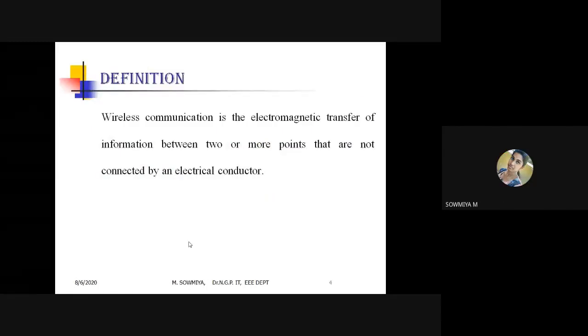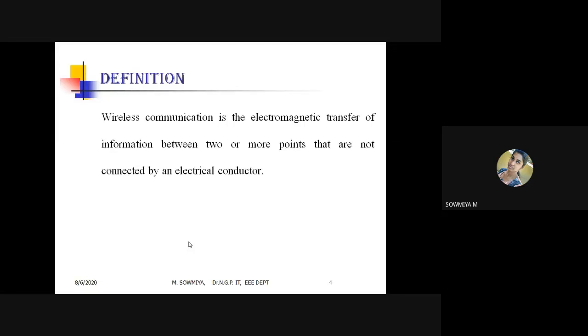Wireless communications. Before we enter into the topic, first of all, what is communication? Communication is nothing but the transfer of information between two or more points. The word wireless communication implies that communication takes place without wires. It takes place by using an electromagnetic transfer of information between two or more points, and it is not connected by an electrical conductor, where the electrical conductor is used in wired communications only.